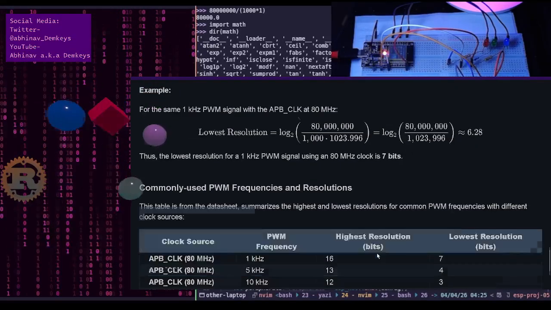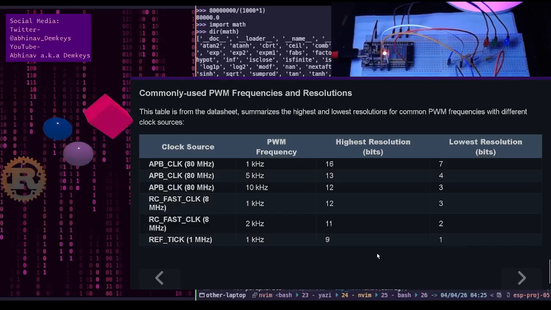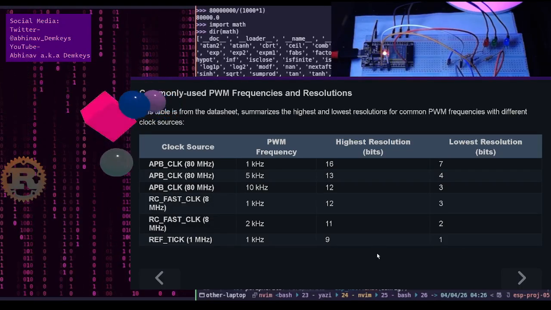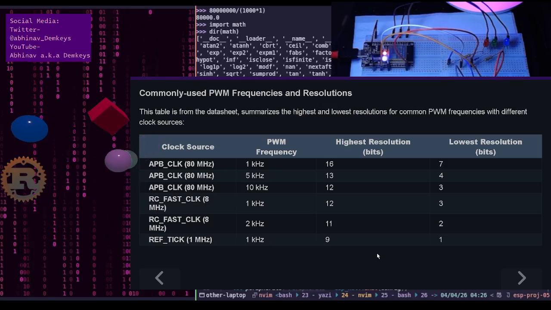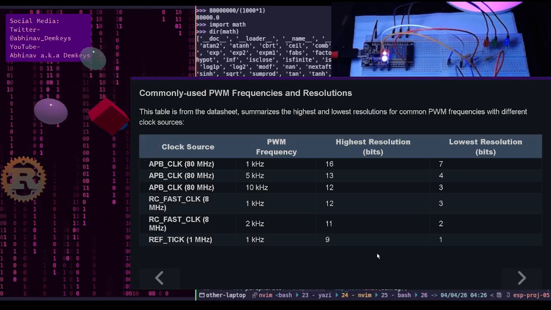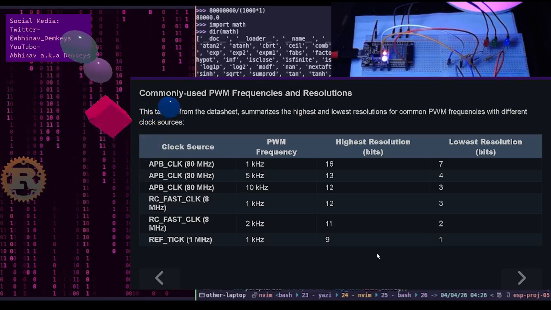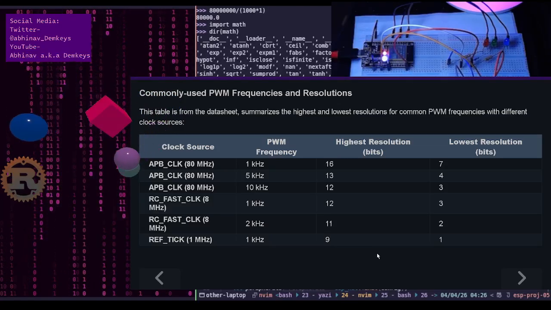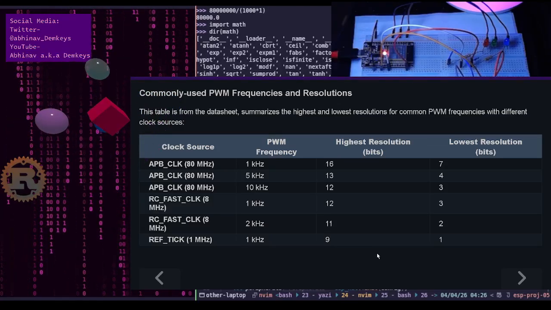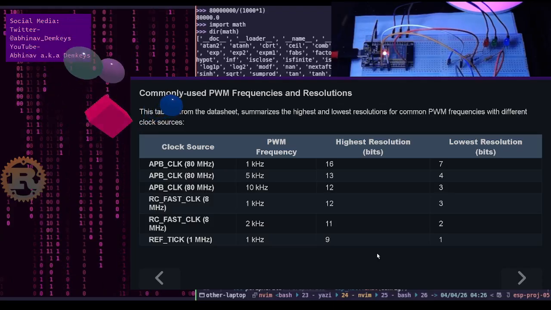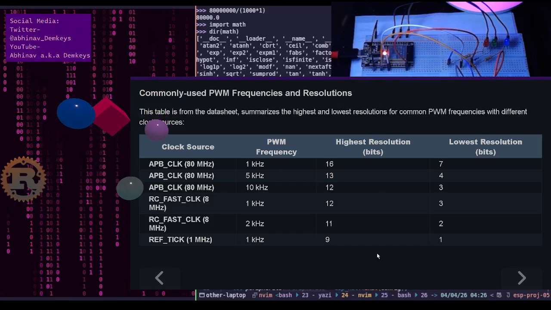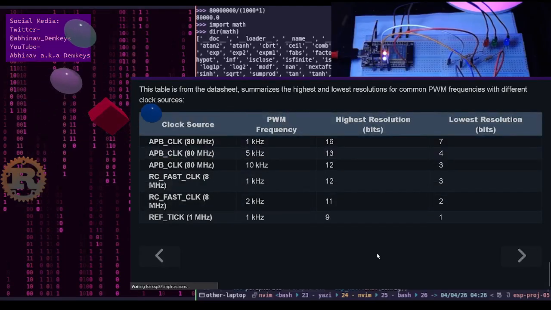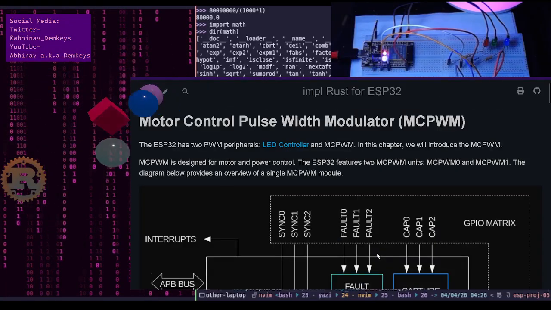All right. Commonly used PWM frequencies and resolutions. This table is from the datasheet, and it summarizes the highest and lowest resolutions for common PWM frequencies with different clock sources. I need to come back to this and understand what I just read here because I haven't fully understood it. But we can move on from this for now.